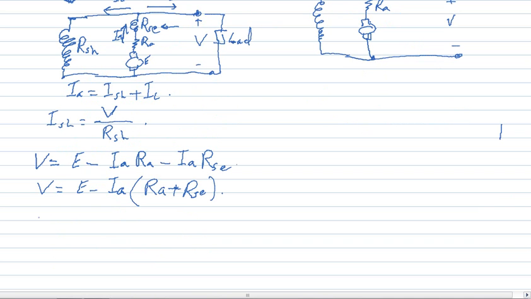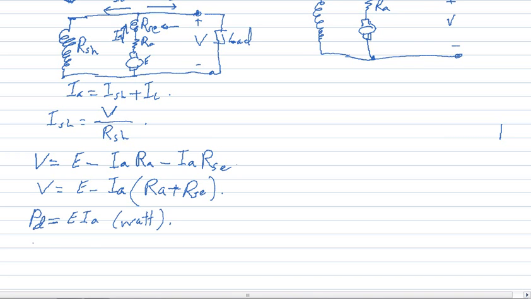Let's now calculate the powers. There will be generated power, or what we call developed power, in the armature, which is the generated voltage multiplied by the armature current. This is in watts.